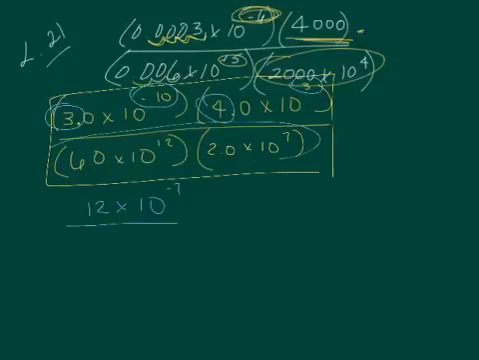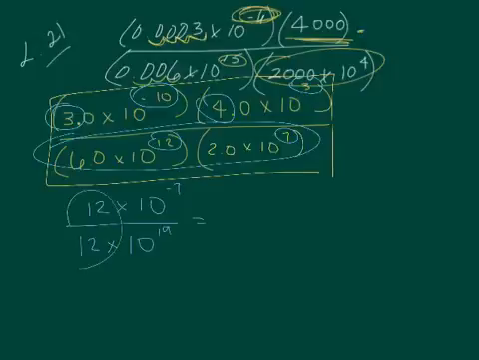Over, now we're going to do this one here. 6 times 2 is 12, times 10 to the 12 plus 7 is going to give me 19. What is 12 over 12? Any number over itself is 1. And when we divide exponents, what do you do? You subtract. So we have negative 7 minus 19. 1 times 10 to the negative 26.